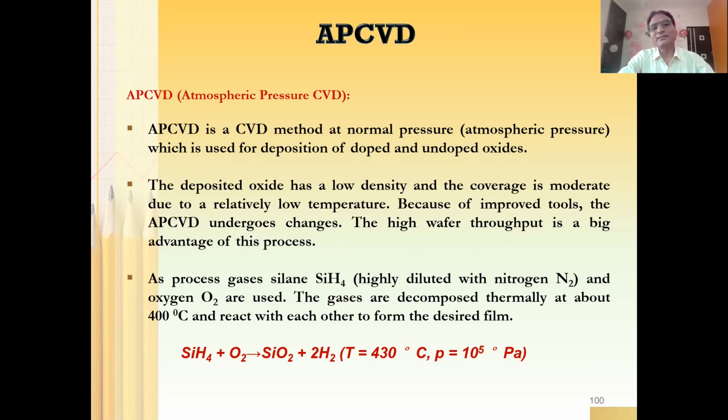So truly speaking, this APCVD machine is being used for deposition of doped and undoped oxide. If you have a silicon substrate and on top of that you want to deposit a SiO2 layer, but you don't want any doping, then it is quite possible with APCVD. The deposited oxide has a low density and the coverage is moderate due to relatively low temperature. Because in APCVD, the temperature requirement is relatively low.